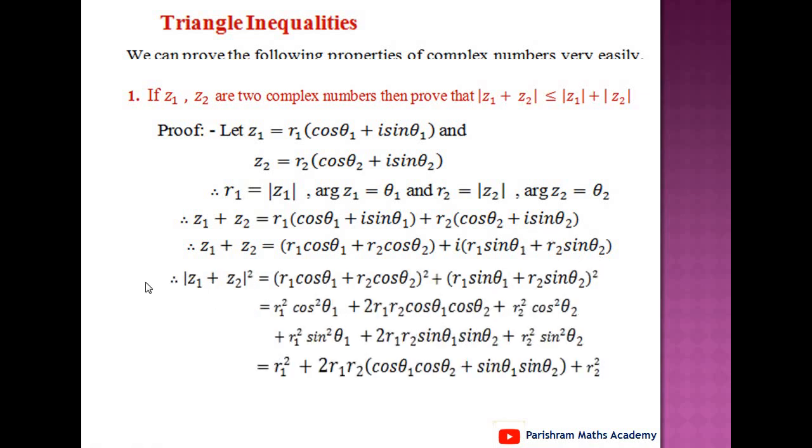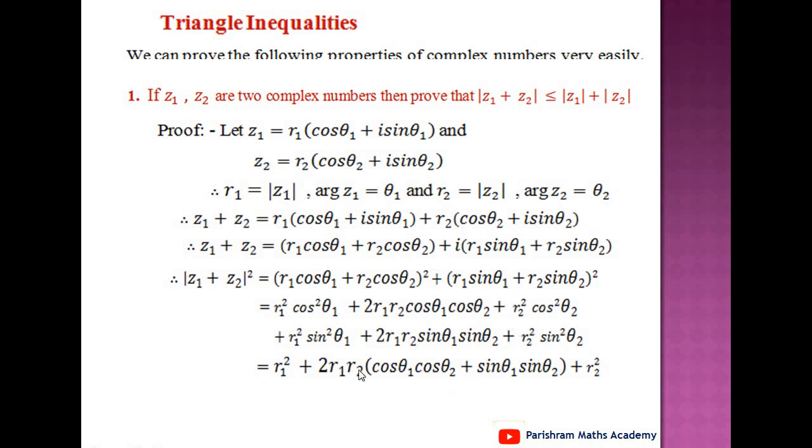And therefore mod of z1 plus z2 square is nothing but square of real part plus square of imaginary part, that is r1 cos theta 1 plus r2 cos theta 2 bracket square plus r1 sin theta 1 plus r2 sin theta 2 bracket square. Taking the bracket square expansions, the square of the first term, the middle term 2 times their product, plus the square of the second term, that is r1 square cos square theta 1 plus 2 times r1 r2 cos theta 1 cos theta 2 plus r2 square cos square theta 2.